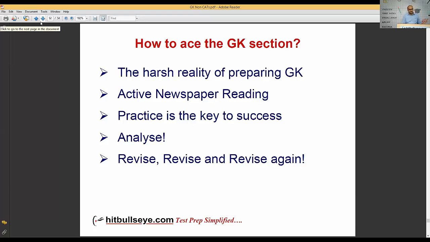Yes, Kana, Bollywood news awards, they are important. Yes, anything that is making a news is important.